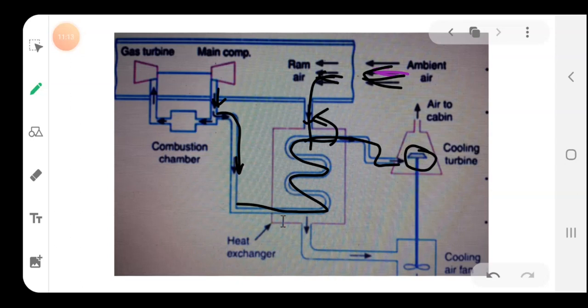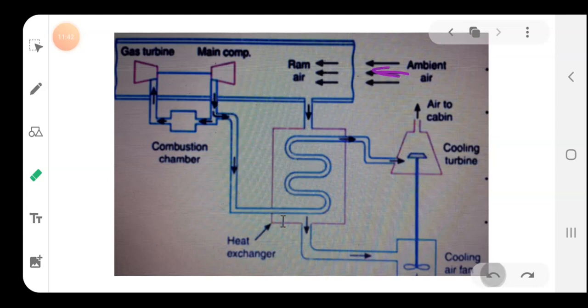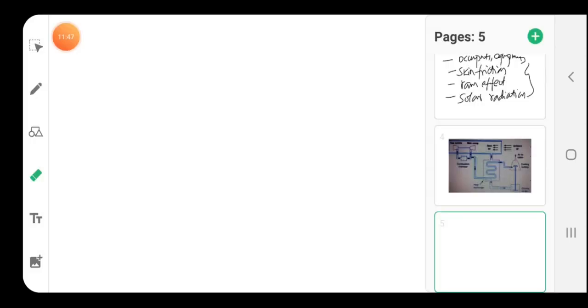By the cooling turbine. So how does this cooling turbine work? This air will rotate this fan. This fan will allow the cooling turbine to rotate, and this cold air will enter the cabin. So that's how things work here. Okay, now students, can you draw this process in a T-S diagram?